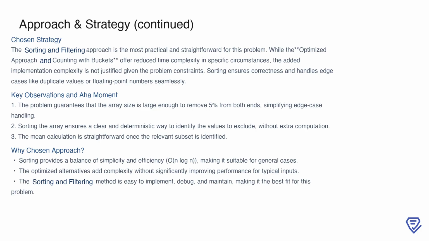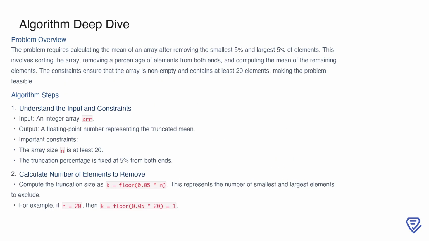With a time complexity of O(n log n), this approach strikes a good balance between efficiency and simplicity. It is easy to implement, debug, and maintain, making it the best fit for solving this problem in a general context. To solve this problem, we need to calculate the mean of an array after removing the smallest 5% and largest 5% of its elements.